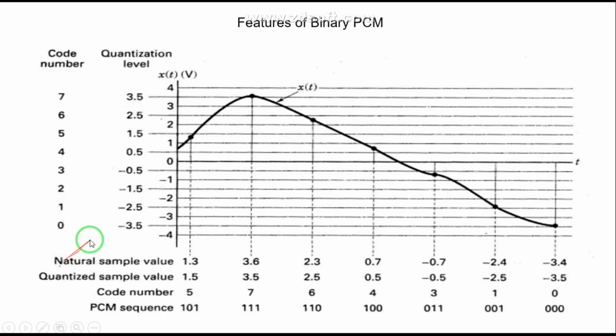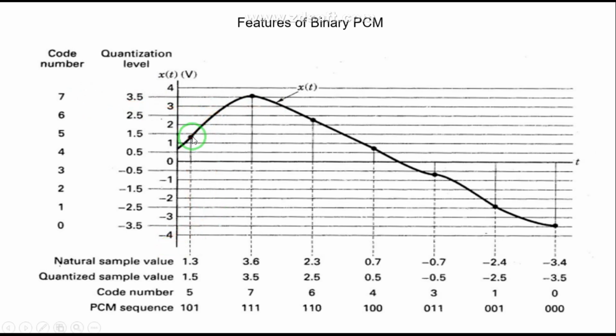This is a code number that has been assigned. If the input ranges from -3.5 to below, it is assigned a 0 value. If it ranges from -3.5 to -2.5, it would be assigned code 1. Similarly, in this window, if any value comes from 2.5 to 3.5, it would be assigned code 7.